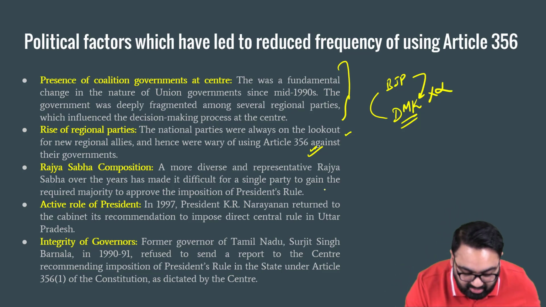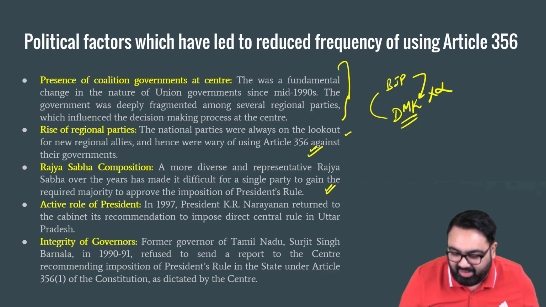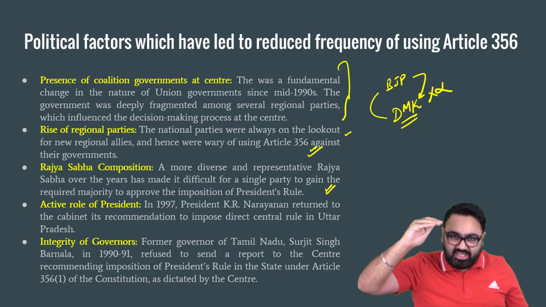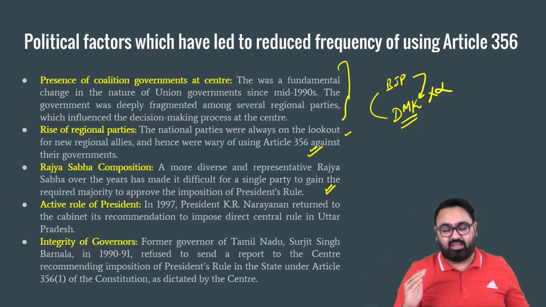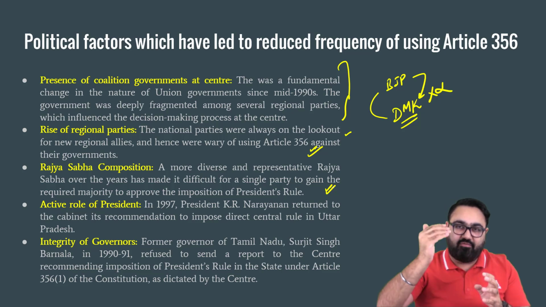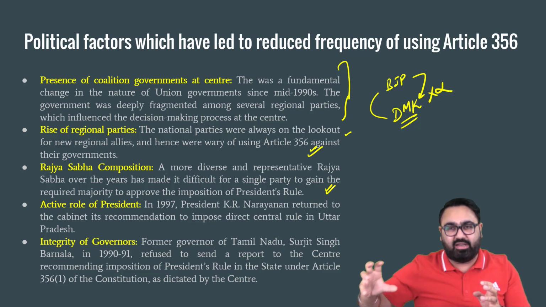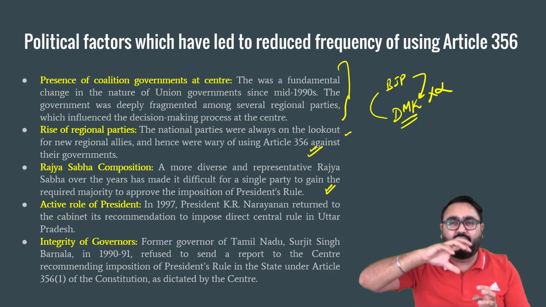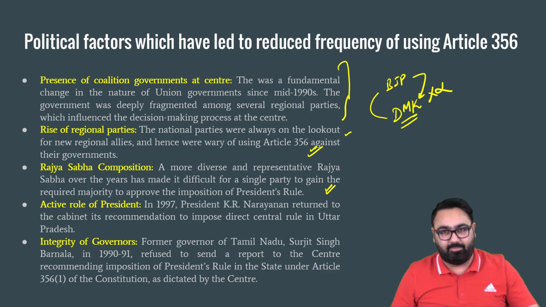Also, the reason that president's rule is not that frequent now is the decline of the single-party majority. Till the 1980s, Congress used to be the dominant party. With the decline of the Congress and regional parties coming up, that means in the Rajya Sabha, you don't have a majority of any single party.